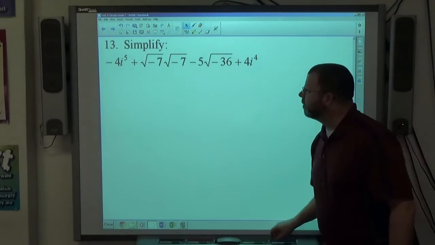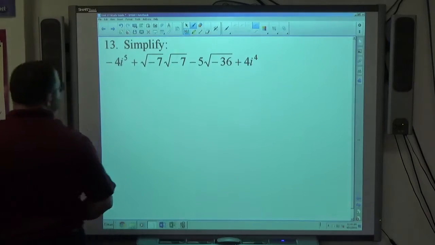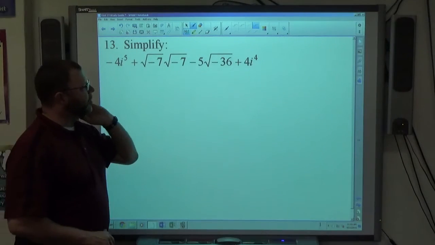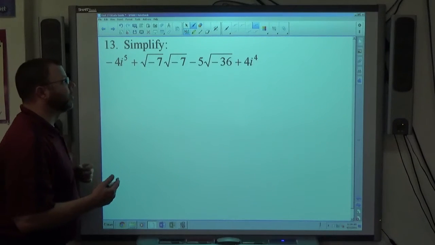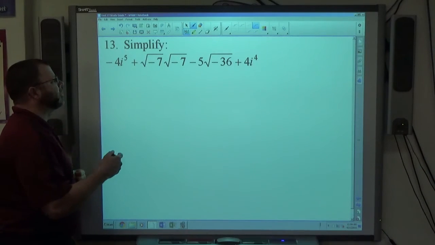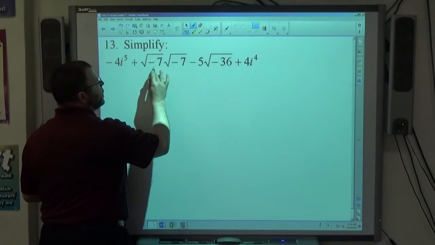Number 13, we have simplification of complex numbers. I see i's to powers in the problem. I see negatives inside of radicals. So my first priority again is fix the radicals as much as possible. Then I'll worry about all the i stuff. First fix for radicals is negatives in the radicals.